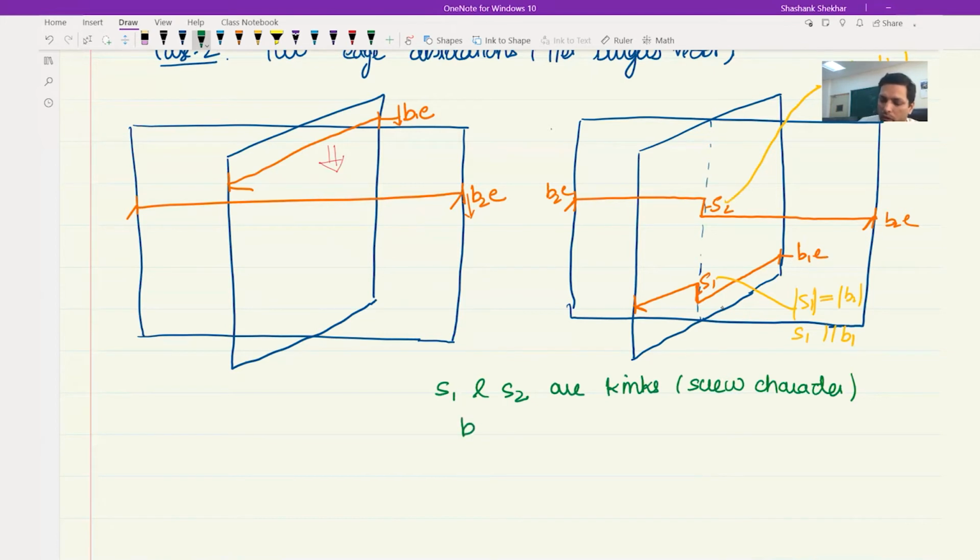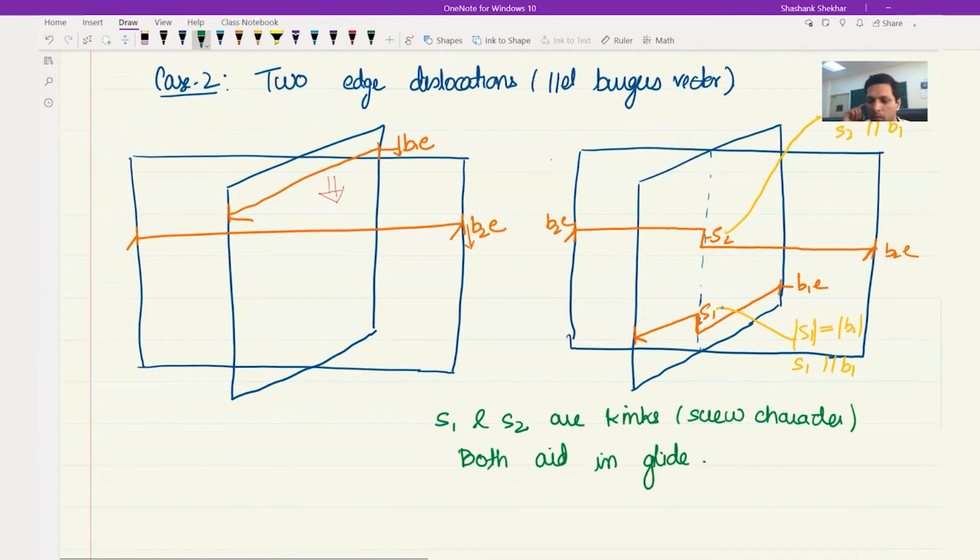Therefore, both aid in glide. So in this case also, there is no problem with the steps that are formed. They do not cause any hindrance to the movement of the original dislocations.